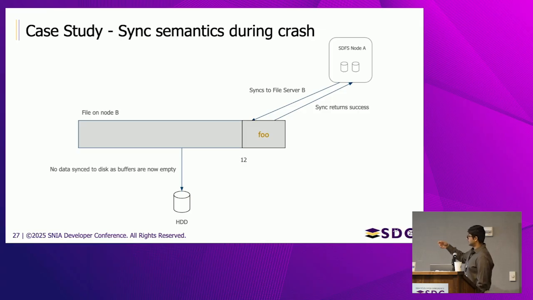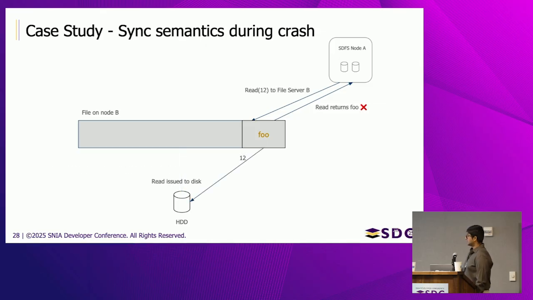And now if a client on node A syncs, and this node A syncs to file server B, the sync should succeed because there's no data in the buffer to flush. And so the sync will just end up succeeding because there's no data in the buffer at all right now. So you can kind of sense that there's something wrong with this already.